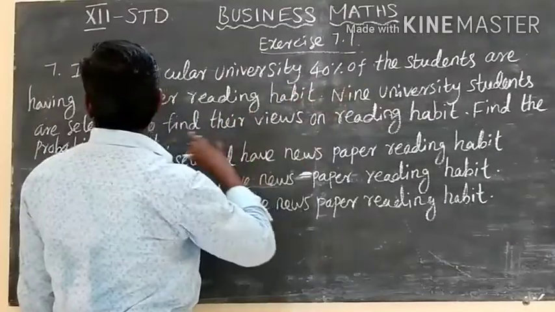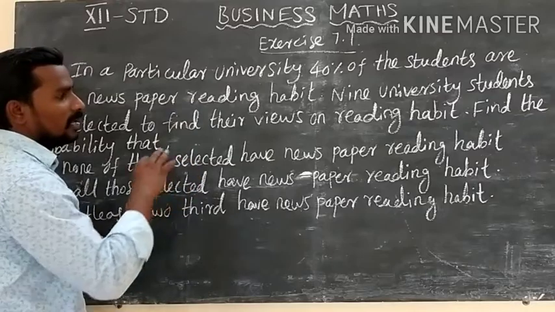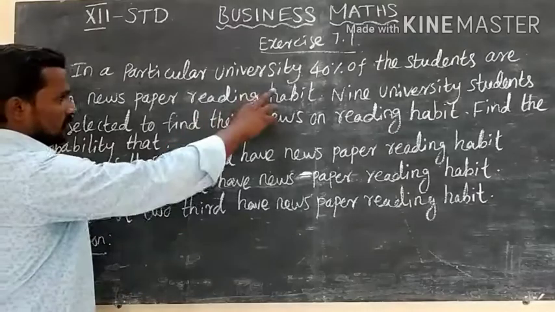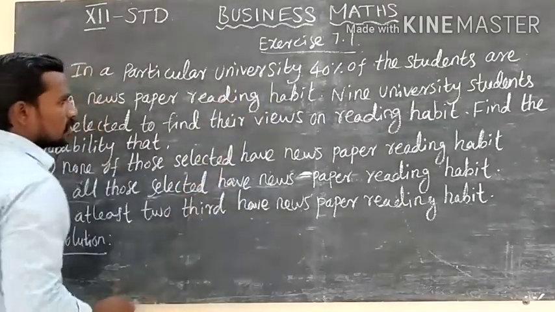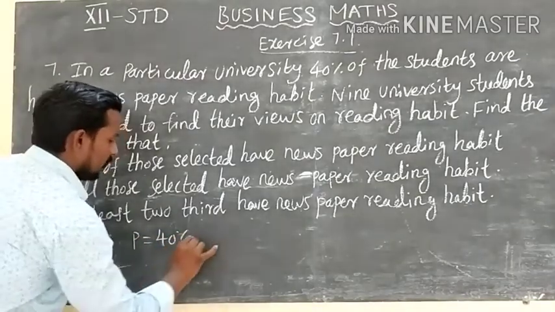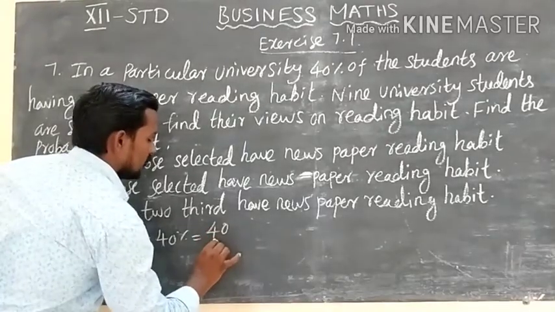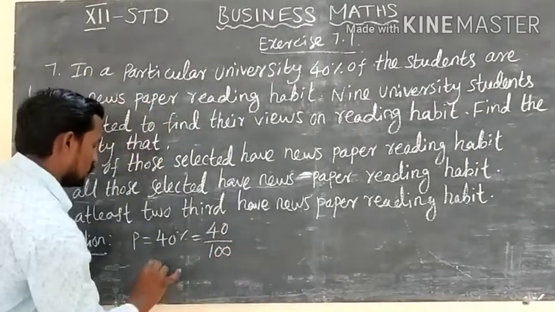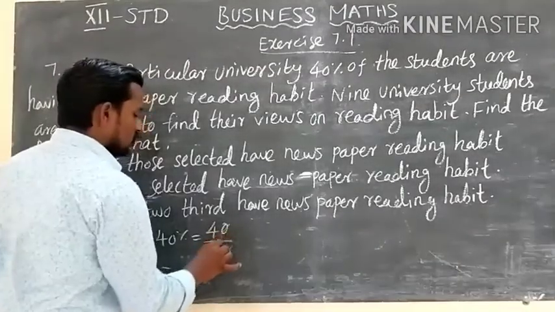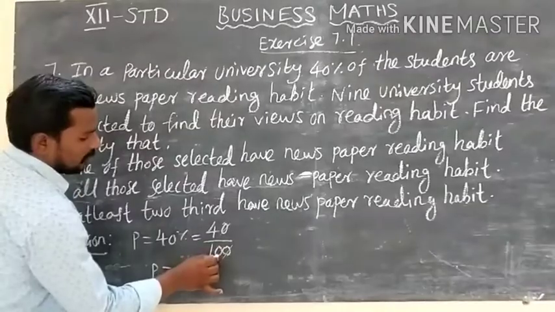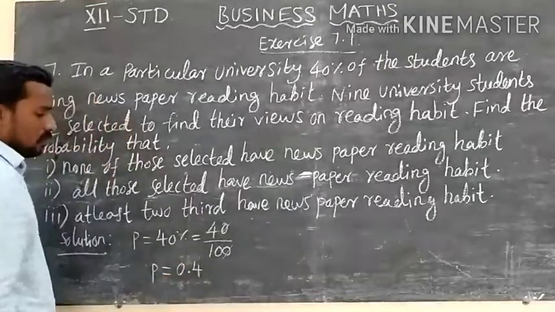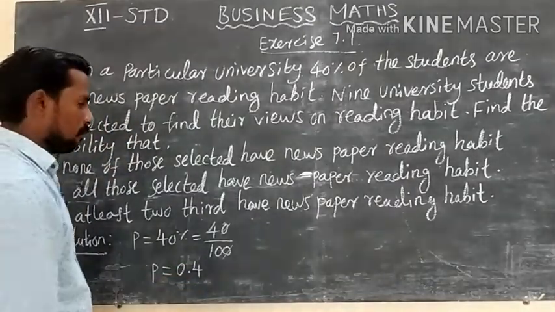So 40% of the students have the newspaper reading habit. All the questions depend upon reading newspaper, so the probability of success is 40%. P is equal to 40%, which can be written as 40 by 100. Cancelling the zeros, 4 divided by 10 gives 0.4. So 0.4 is your p value.